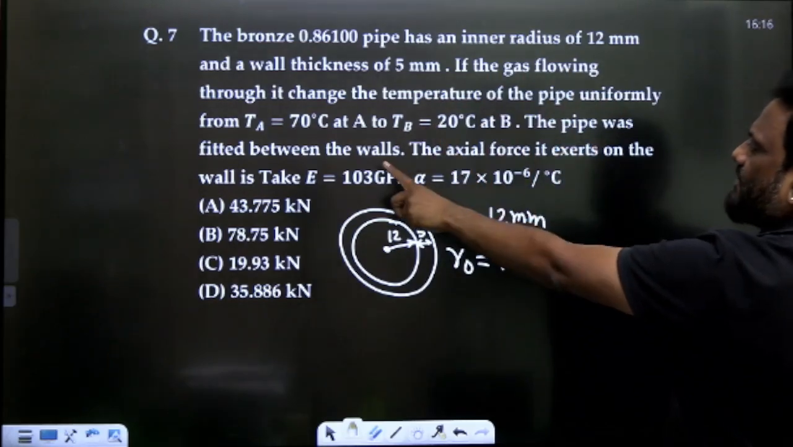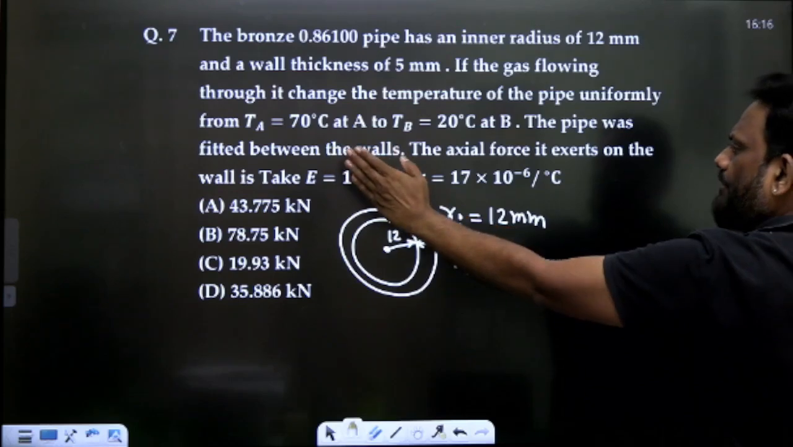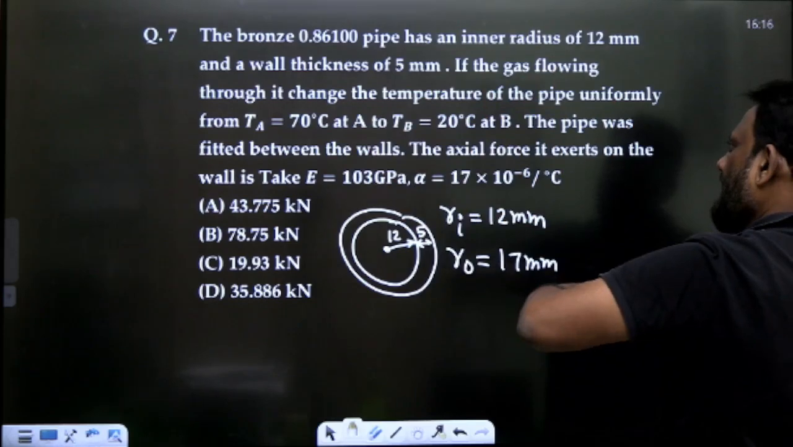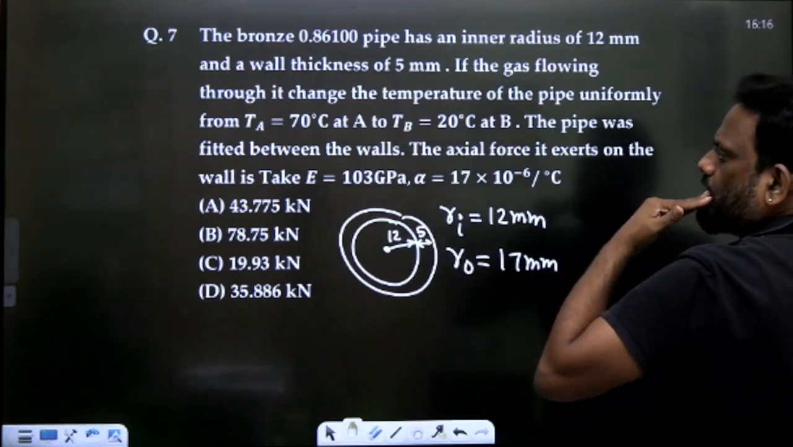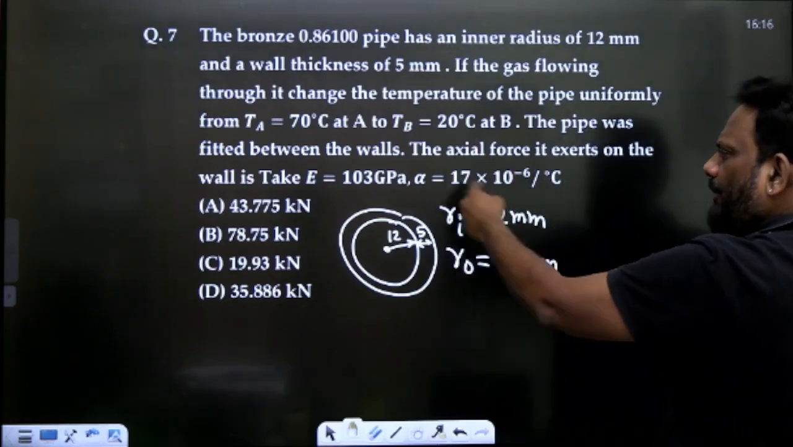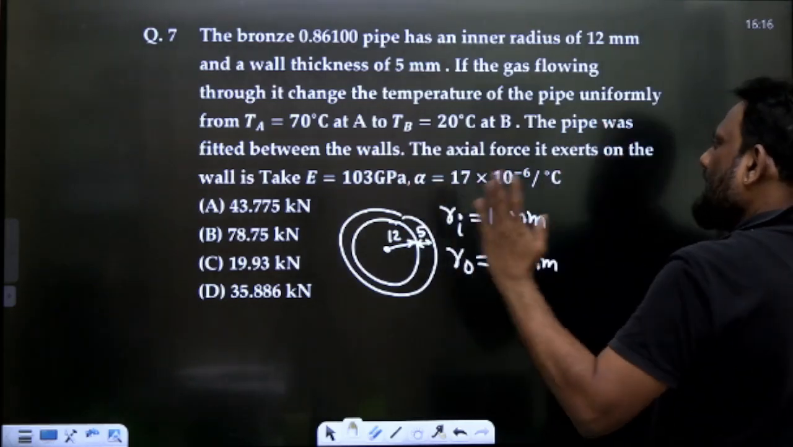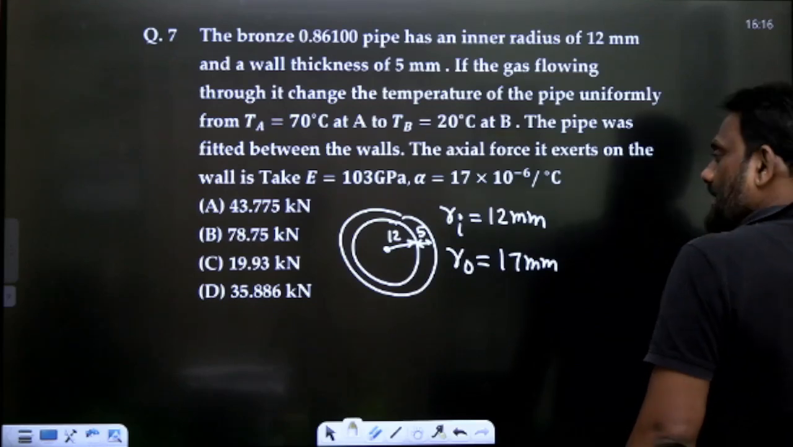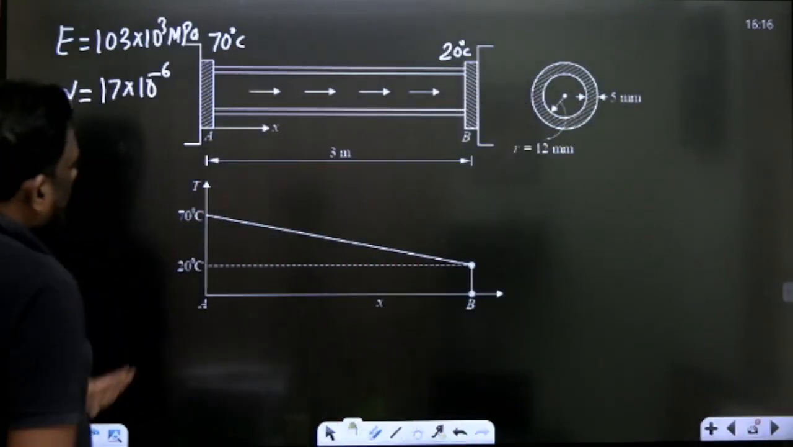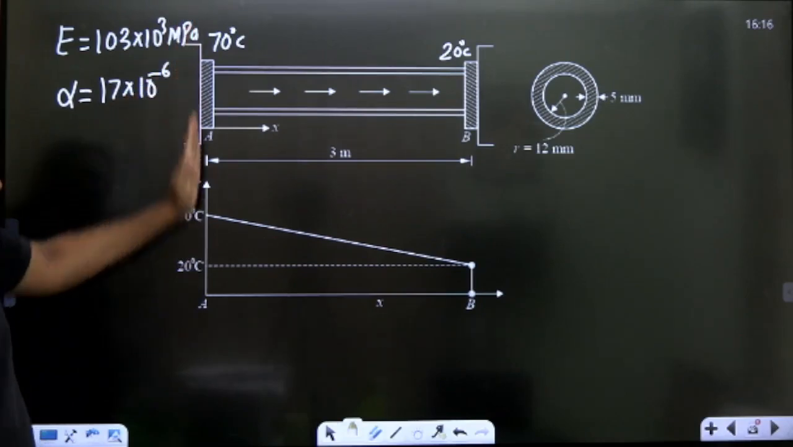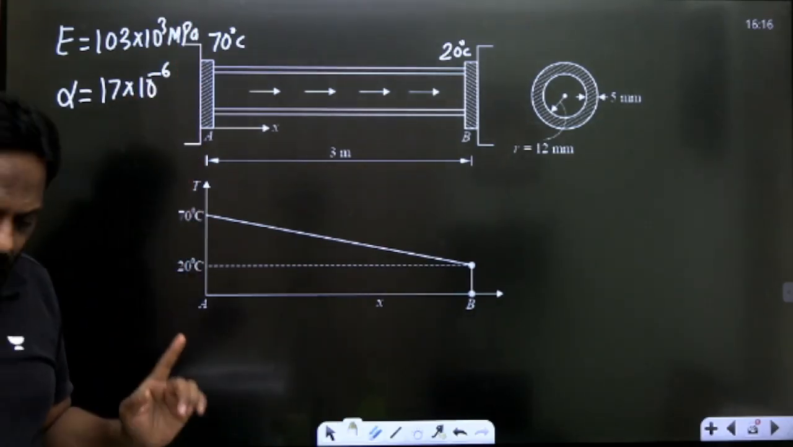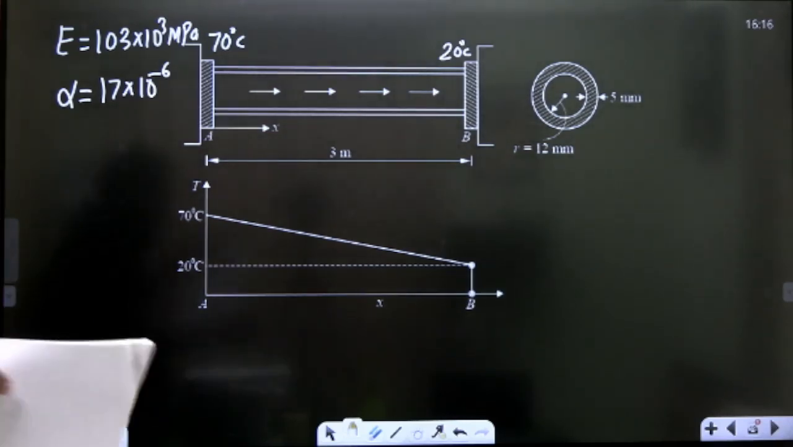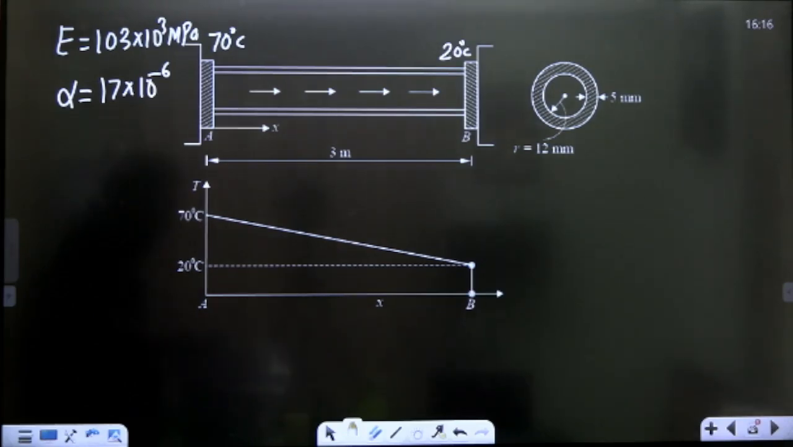Gas flowing, temperature is changing from 70 to 20 degree. The pipe was fitted between the walls. The actual force exerted on the wall. Very good. What will we do, sir? Look once. Here the temperature is 70. And one more thing, it is given in the problem, the initial temperature is given. The initial temperature is also given as 20 degrees centigrade.